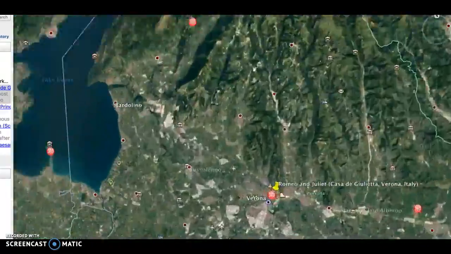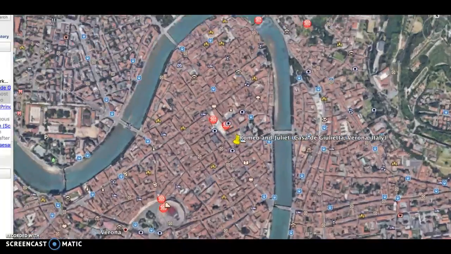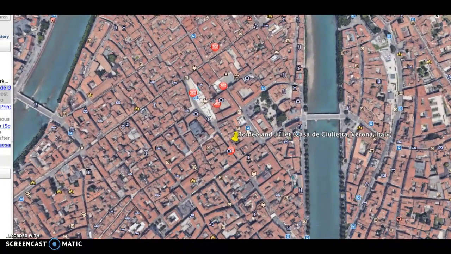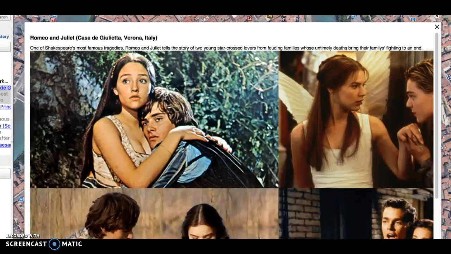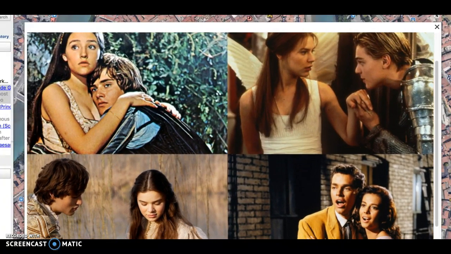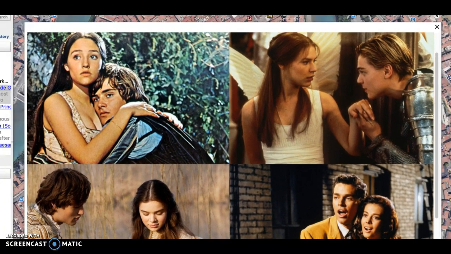Our first stop is Verona, Italy, to the setting of Romeo and Juliet. One of Shakespeare's most infamous tragedies, Romeo and Juliet tells the story of two young, star-crossed lovers from feuding families whose untimely deaths bring their families' fighting to an end. And these are 4 stills from 4 different film adaptations of the famous play.